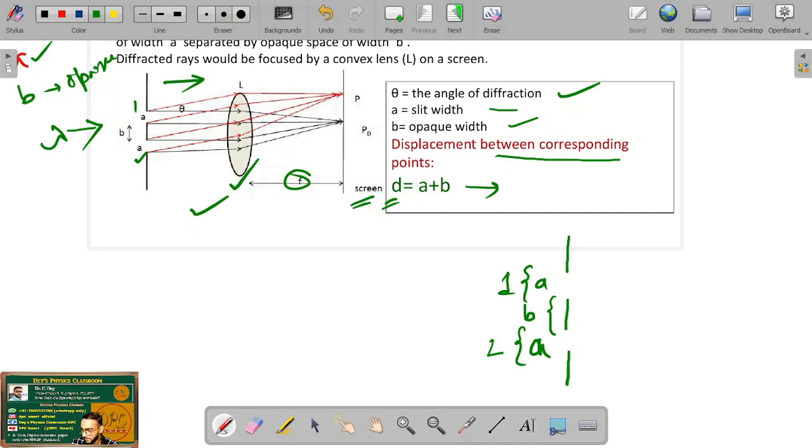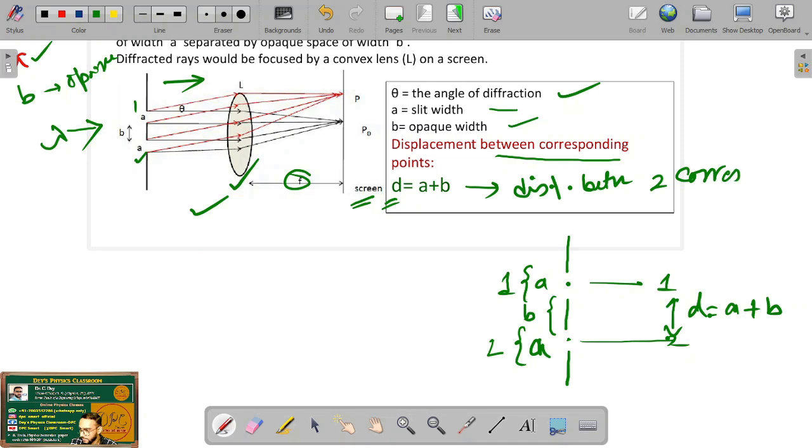Corresponding point means if we take the middle of slit 1, then its corresponding point will be the middle point of slit 2. So the distance between two corresponding points becomes constant, that is A plus B. So D equals A plus B, which is the distance between two corresponding points.